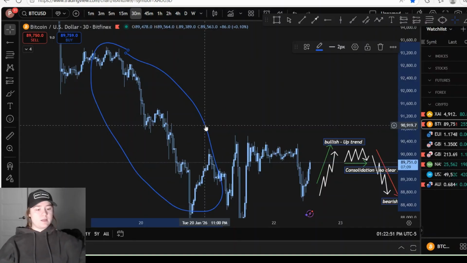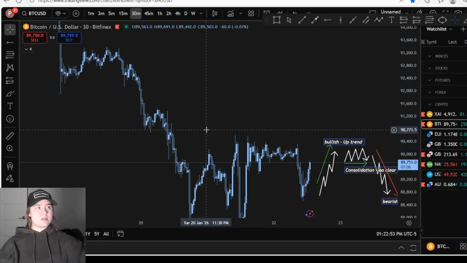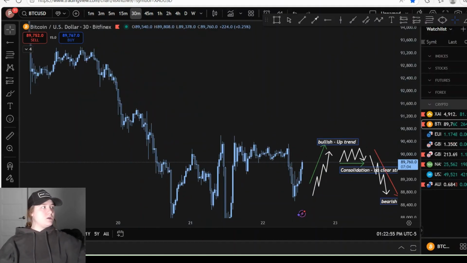Obviously, there's breaks of structure, there's market structure shifts, stuff like that that we are going to get into. But I just really wanted to make sure y'all really understand, you need to know your bias, look at higher time frames, see what the market is doing.